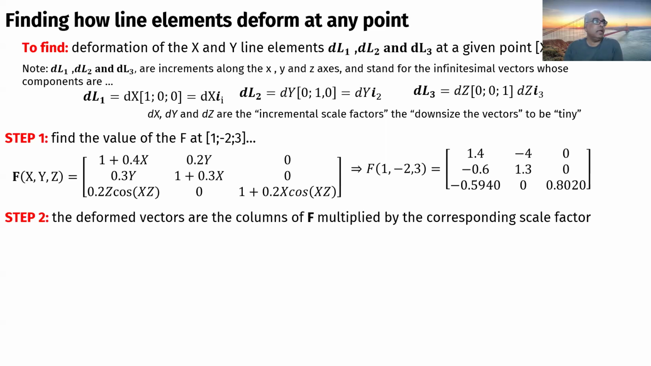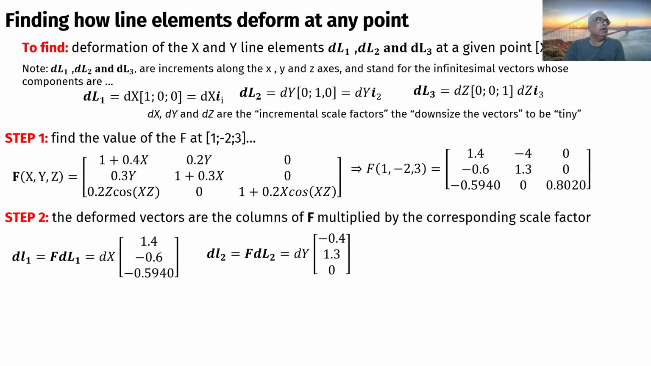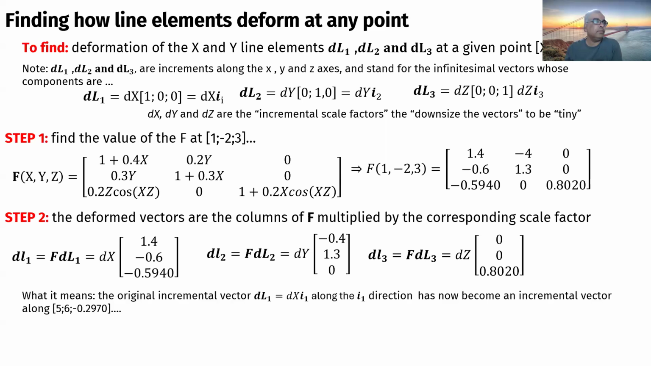Okay, so what does it mean? The deformed vectors are the columns of f multiplied by the corresponding scale factor. What I mean by that is dl1 will be dx times 1.4, minus 0.6, minus 0.5940. Can you see the first column of f times dx? dl2 will be the second column of f times dy. And dl3 is the third column of f times dz. You can see it's pretty easy, no? So there's nothing much to it.